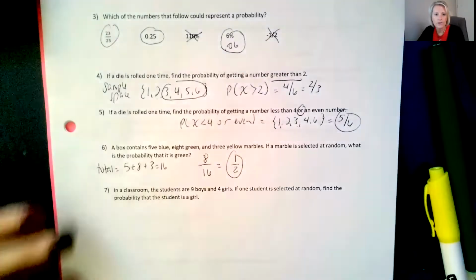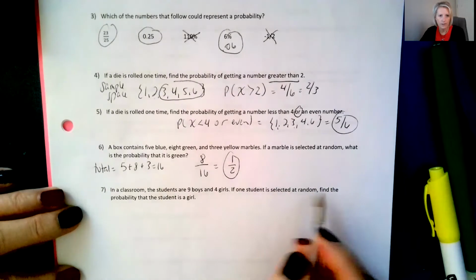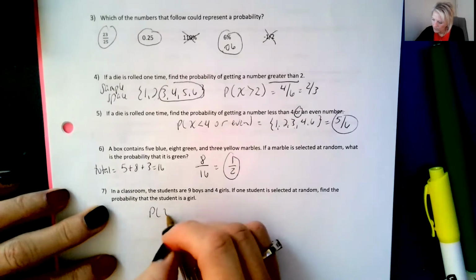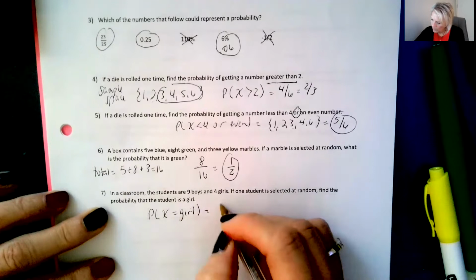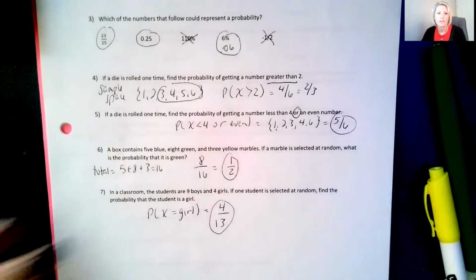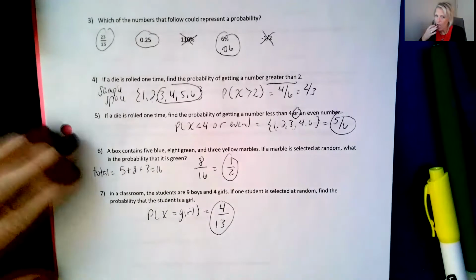In a classroom, the students are 9 boys and 4 girls. If one student is selected at random, find the probability that the student is a girl. So the probability that X is equal to girl. And there are 4 girls out of the 13 students. So that is the probability.